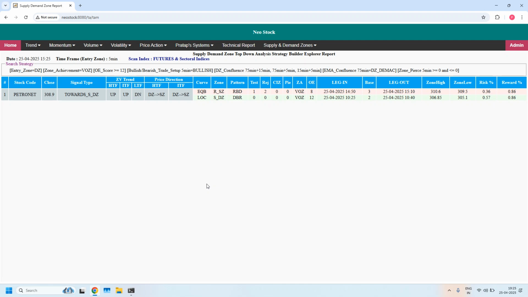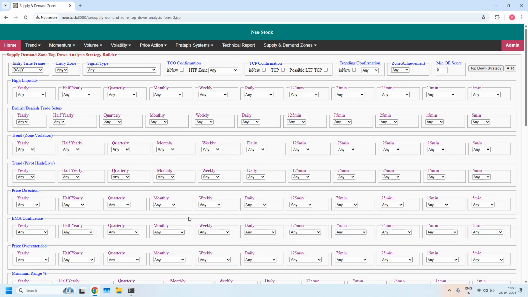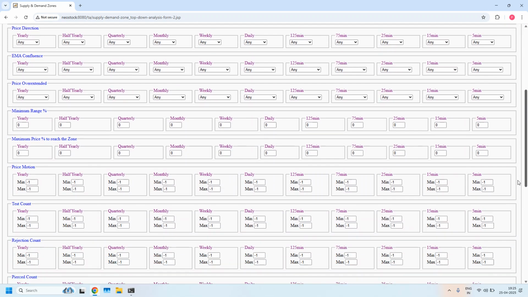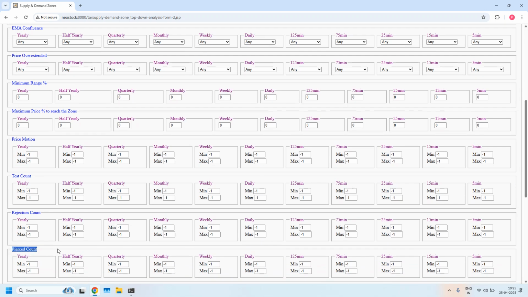Next we will generate the bearish trade setup for hourly income trade. Entry time frame 5 minutes. Entry zone, supply zone. Bullish or bearish trade setup at 5 minutes: I am selecting bearish. Zone achievement VOZ. Minimum odd enhancer score 12. And this 5 minute supply zone should not be pierced. So in the pierced count at 5 minutes time frame, minimum value 0, maximum value 0.